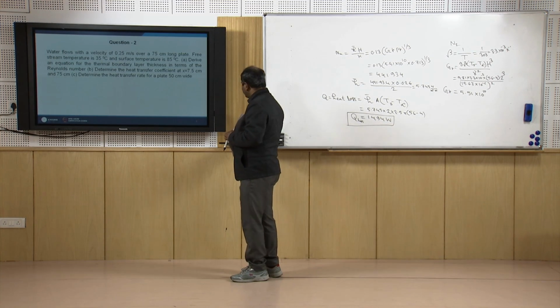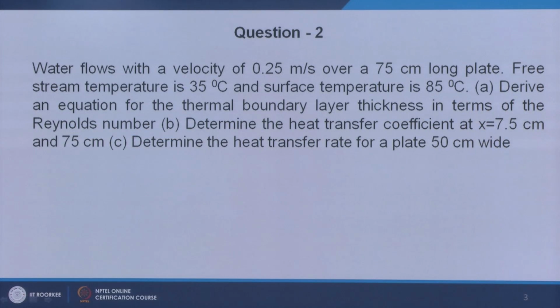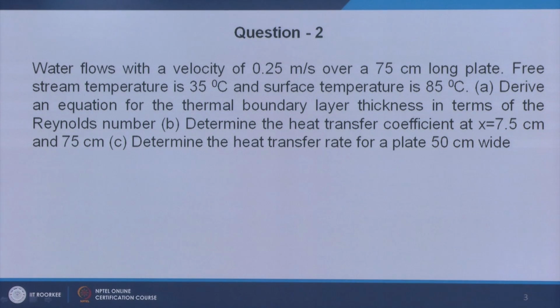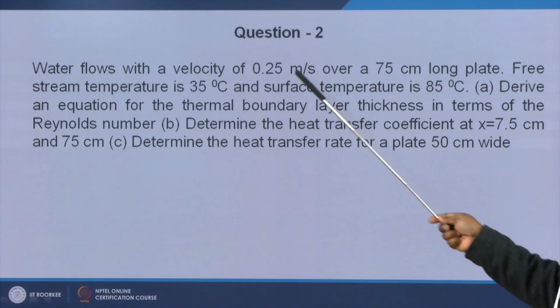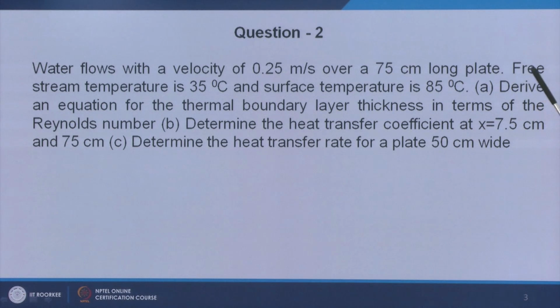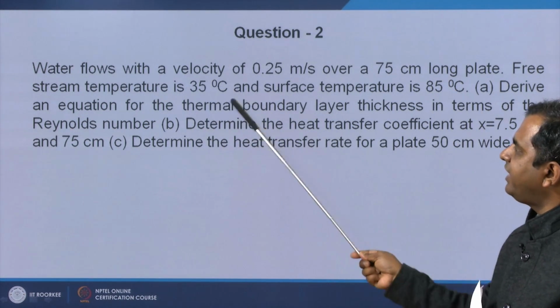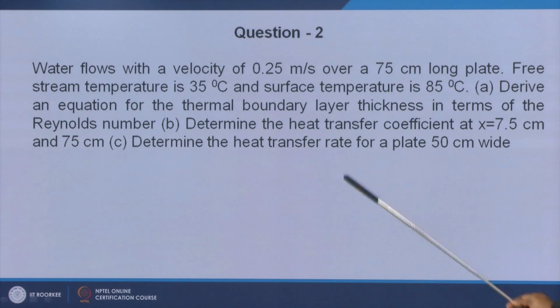So, next problem goes like this: water flows with a velocity of 0.25 meter per second over a 75 centimeter long plate. Free stream temperature is 35 degrees centigrade. So, T infinity is 35 degrees, and the surface has a constant temperature of 85 degrees centigrade.